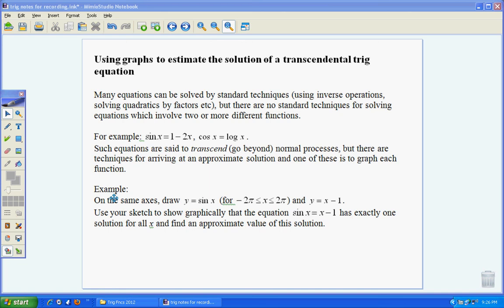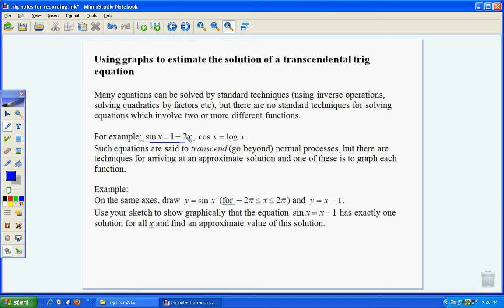Why we use radians really becomes apparent in this section. What happens if we want to solve something like this: graph sine of x and 1 minus 2x at the same time, or cos of x and log of x? If we're dealing with degrees, we won't be able to do this because we can't express that as degrees on the x-axis and just numbers on the y-axis.